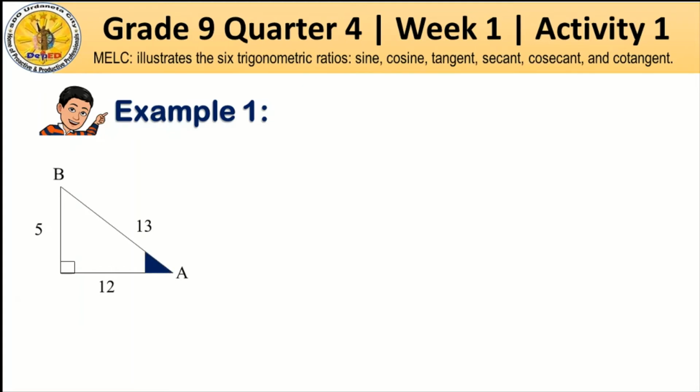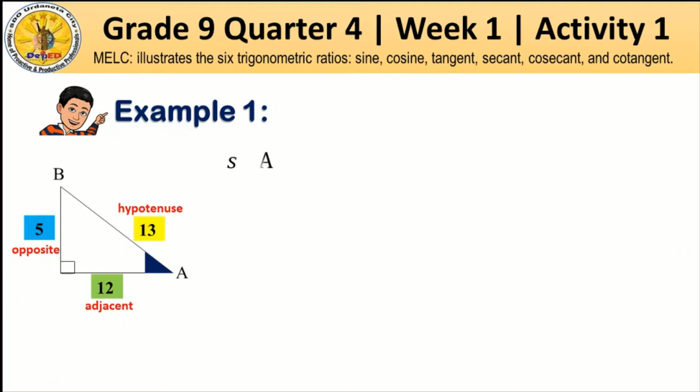We know that the side 5 units long is the opposite side of angle A. 12 is the measure of the adjacent side, and the hypotenuse is 13 units long. Maaari na nating hanapin ang 6 trigonometric ratios given the illustration.